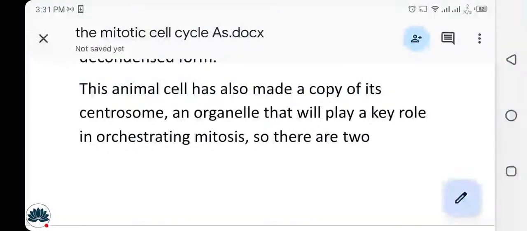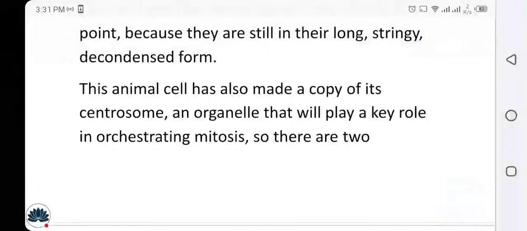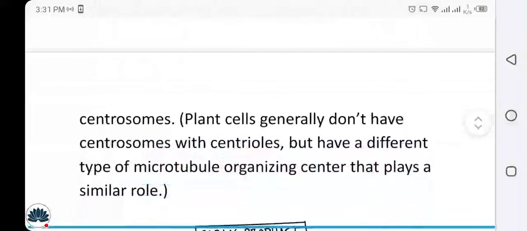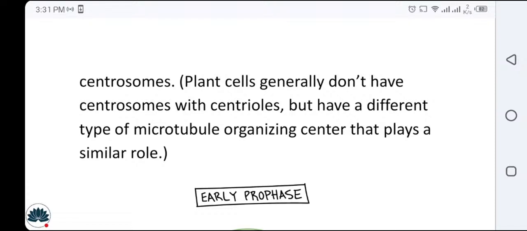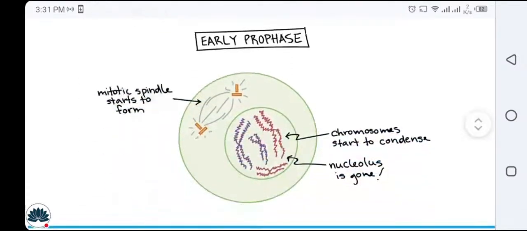This animal cell has also made a copy of its centrosome, an organelle that will play a key role in orchestrating mitosis. So there are two centrosomes. Plant cells generally don't have centrosomes with centrioles but have a different type of microtubule organizing center that plays a similar role. This is the early prophase, where you can see that the mitotic spindle starts to form and now the centrosomes are traveling to the opposite sides, or the opposite poles.